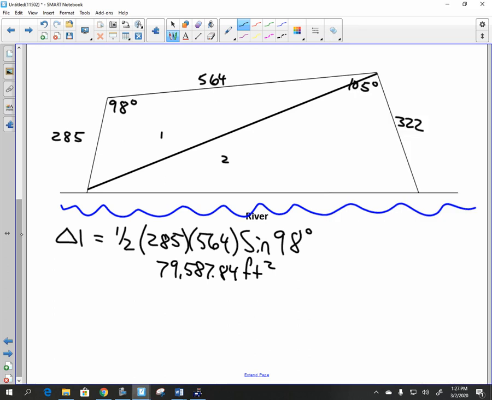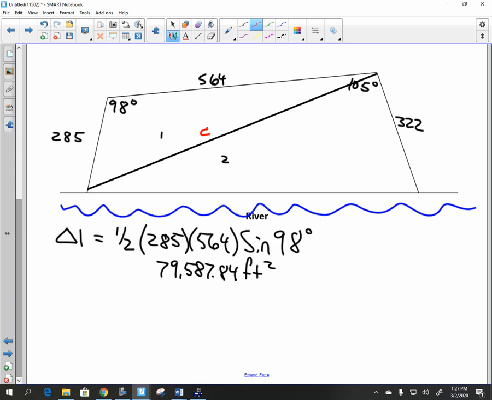Exactly. We don't have two sides. We've just got one side, right? So what we need is we need another side. How would we go about finding this side right here? I'll call it side C. How would we go about finding that side C?